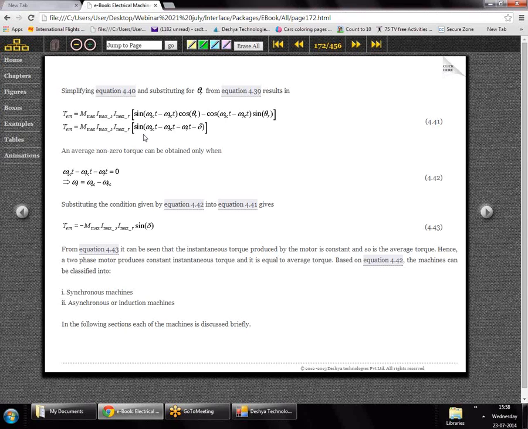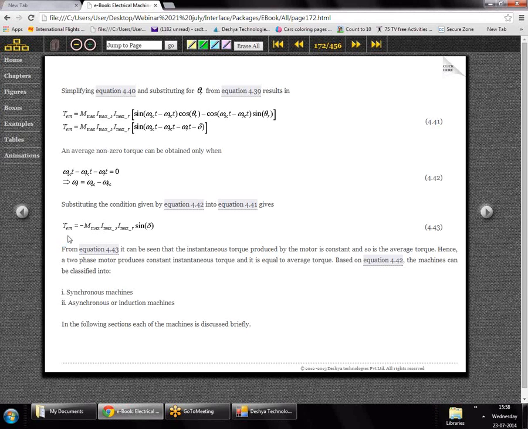However, to get a non-zero average value, we can make the coefficients of time equal to 0. That means if we have a condition where omega R is equal to omega SC minus omega RC, then we can make the torque equation given in 4.41 independent of time. And if I integrate that equation, which is independent of time, over a time period, I'm going to get a non-zero value of average torque given by expression 4.43.